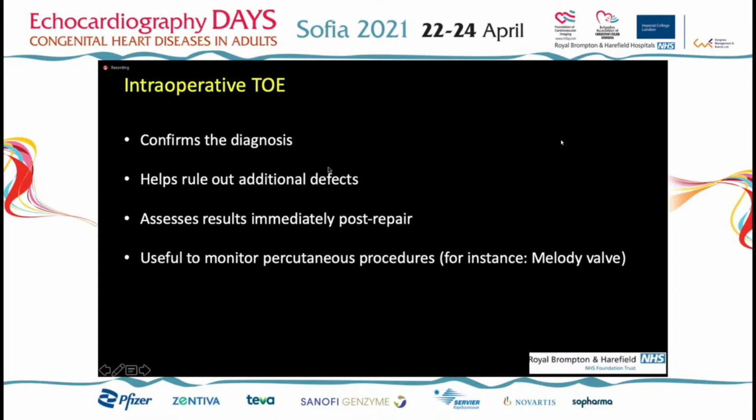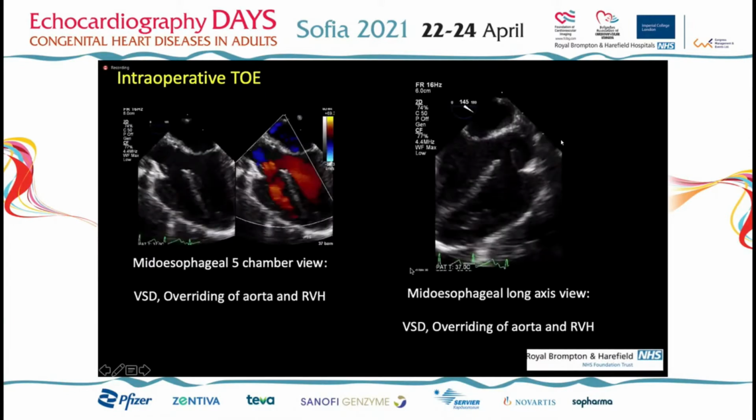So just very briefly, what can intraoperative TOE provide? It can help confirm the diagnosis and rule out additional defects that might have been overlooked in a transthoracic echo. It could also assess the immediate results post-repair, and is also useful to monitor percutaneous interventions. So the anatomy is confirmed and similar to the transthoracic echo.